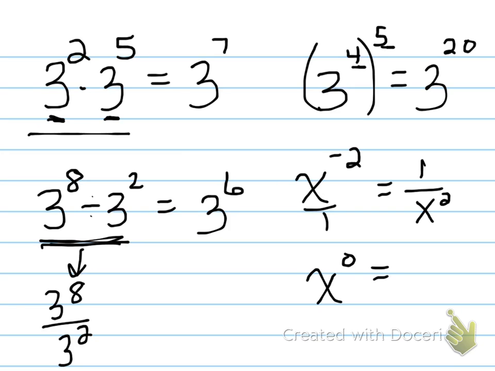And the final one, x to the 0, anything to a power of 0 is 1, as long as that base is also not 0. But realistically, anything to the 0 power is 1.